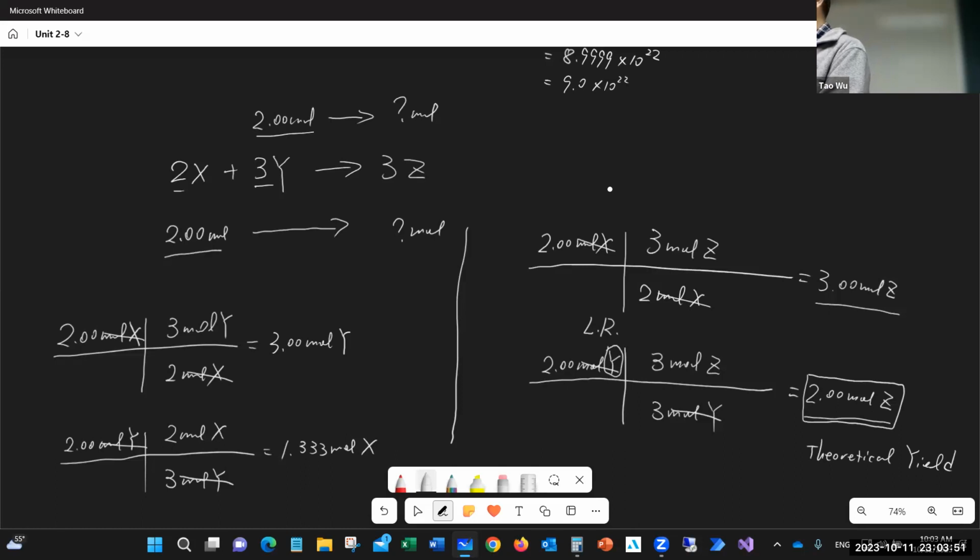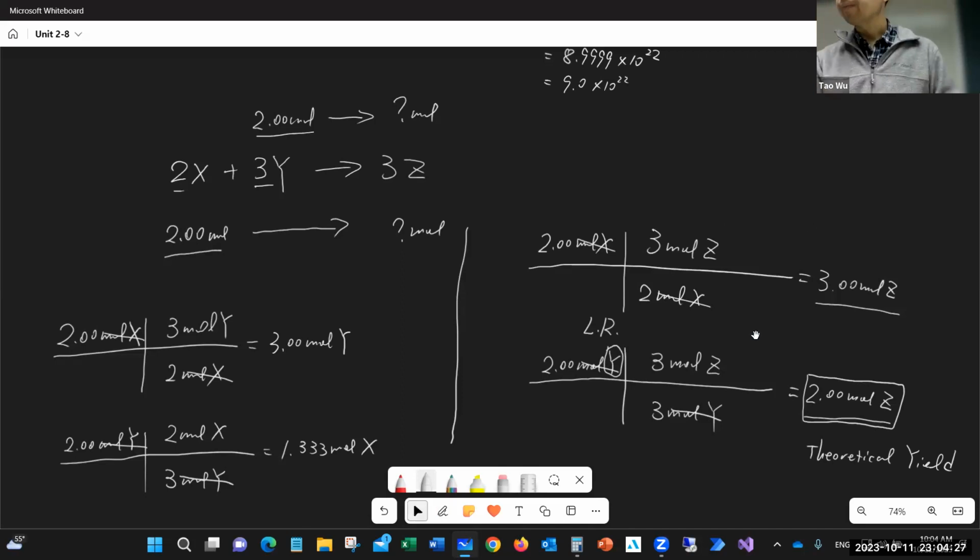So this one is more straightforward than this one, right? I know this one is getting confusing, because the first time I learned this, I got totally lost. I had no idea how to compare those two to figure out which one is the limiting reagent. But if I do this, I just compare the number. I'm going to choose the smallest number, and the smallest number is the theoretical yield, and whichever one makes the smallest number is called the limiting reagent. That makes sense? Okay, yeah.